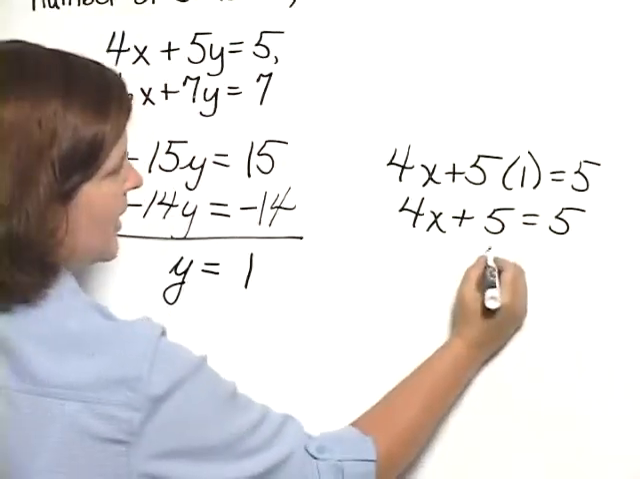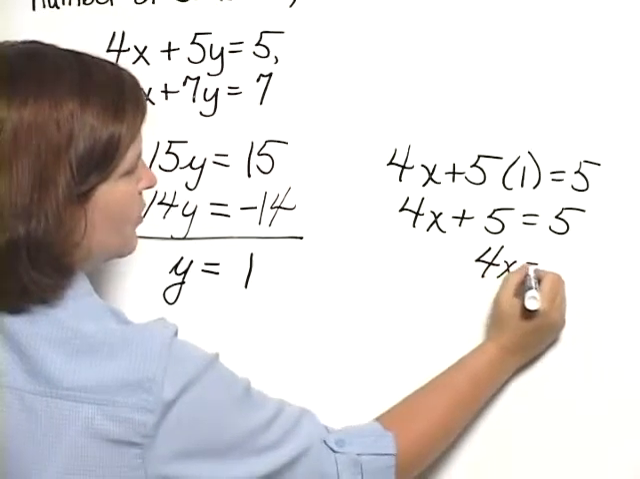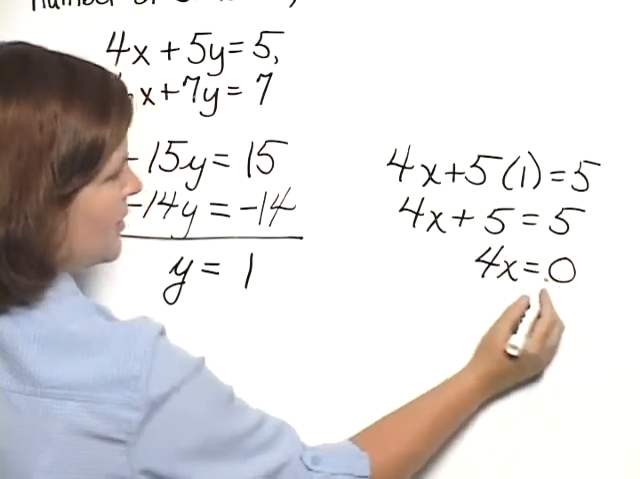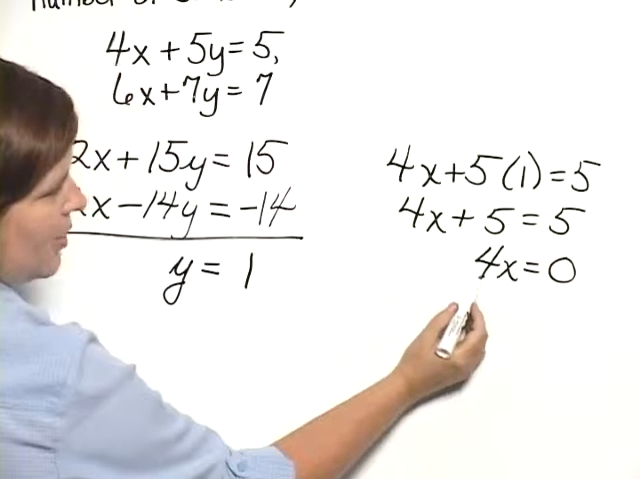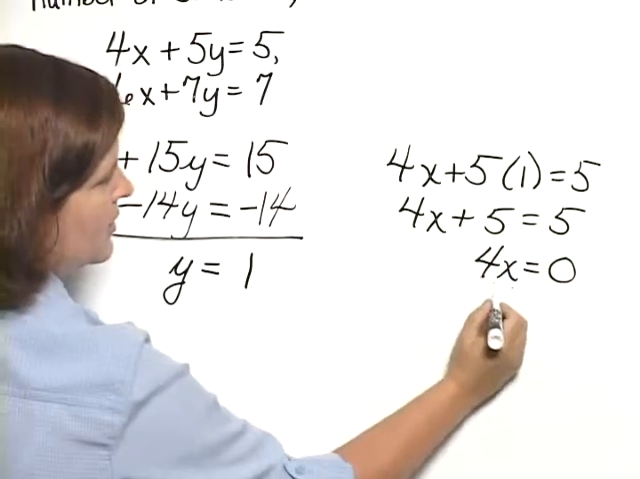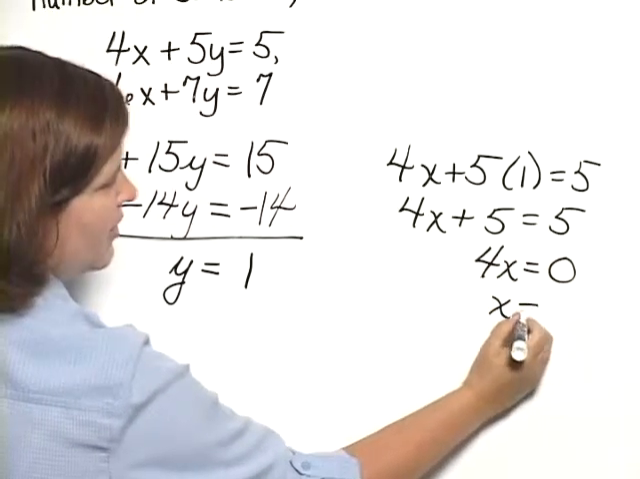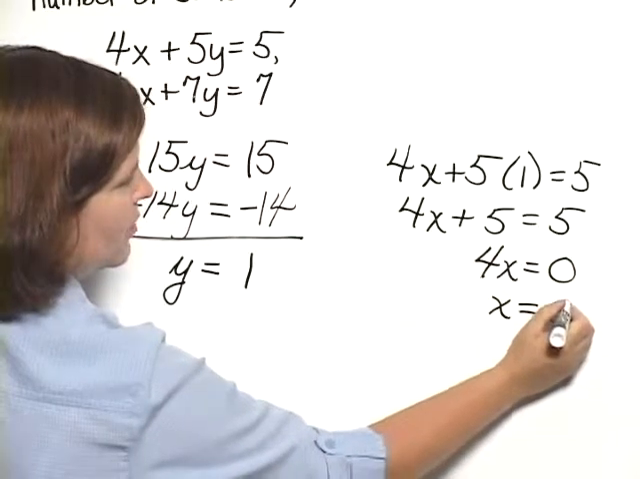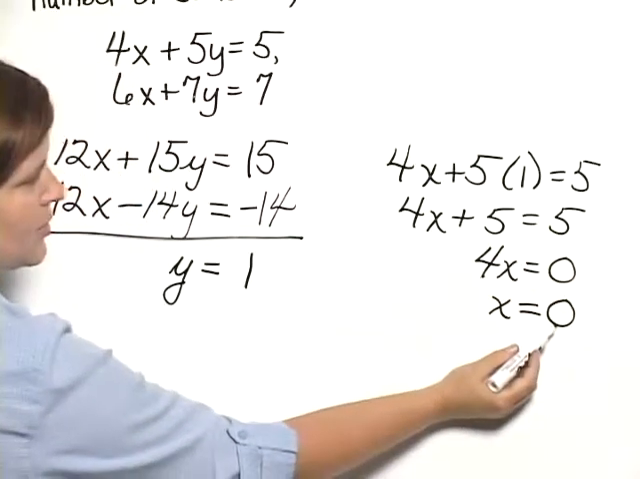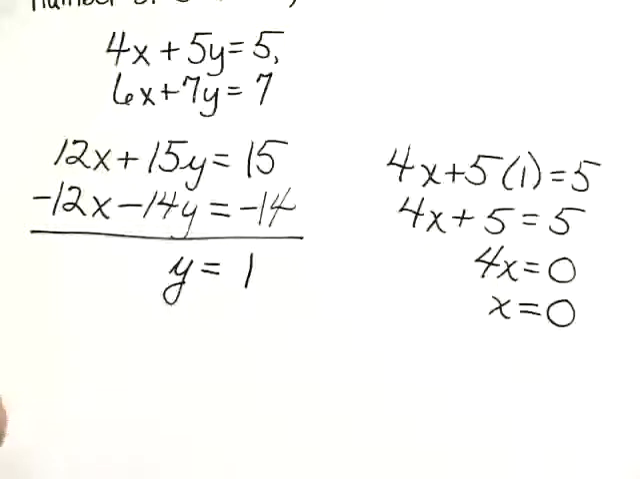Subtracting 5 from both sides, I get 4x equals 0. Now 0 is not a problem there because I can divide both sides by 4. This gives me x, and 0 divided by 4 is simply 0. So I have a possible solution. X is 0 and y is 1.